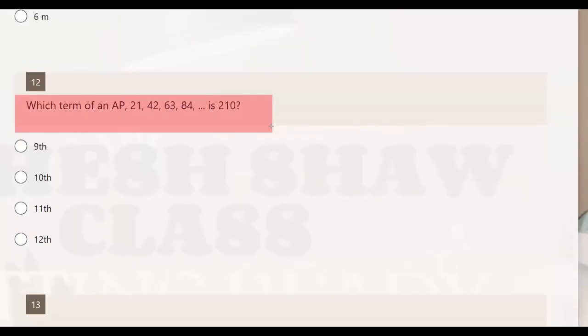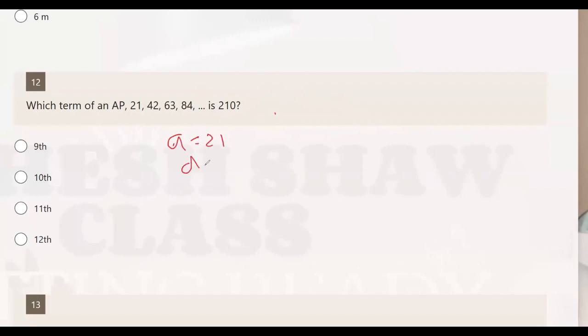In this question, it says which term of the AP is 210. That means we have to find n for which an is this. We can say that a is 21, and the common difference is this minus this, which is 21 again. So the common difference d is equal to 21, and the nth term is given as 210, and we have to get n in this case.